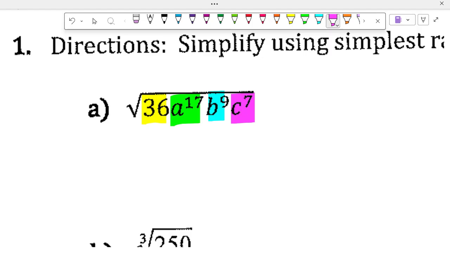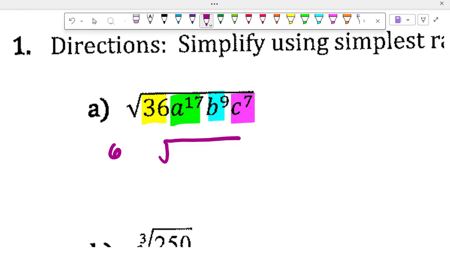Okay, so first off, it's a square root. So that means we're looking for sets of what? 2. All right. So first off, 36. We know that's a perfect square. So what is it? 6. We're going to go ahead and take that out from under the radical. I'm going to leave some space, and I'm going to put the radical back over here.